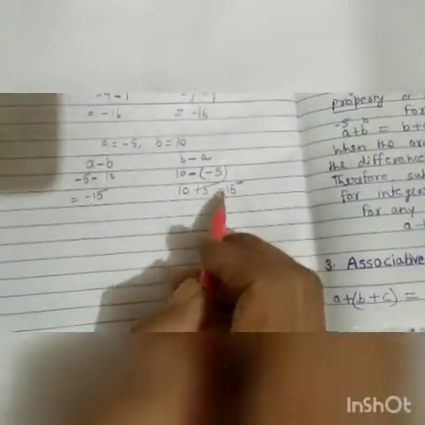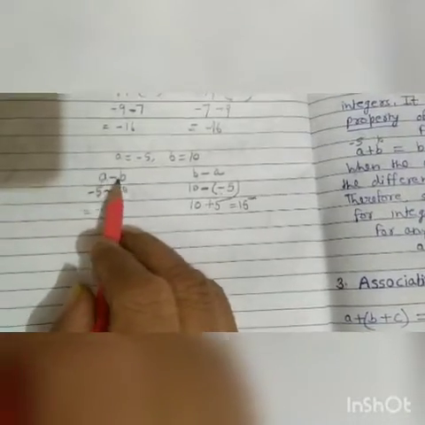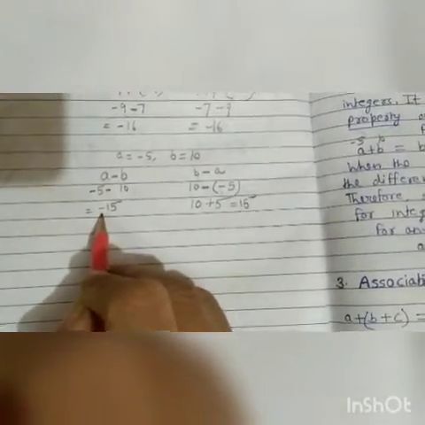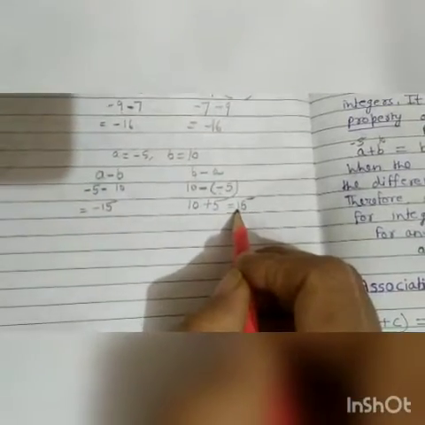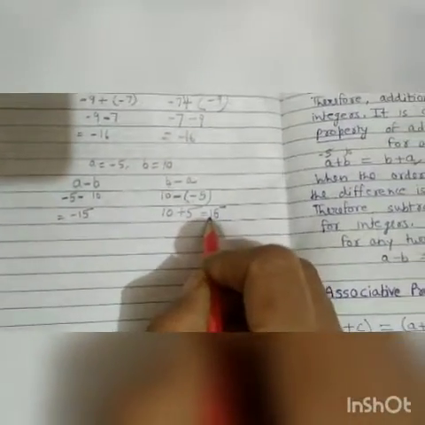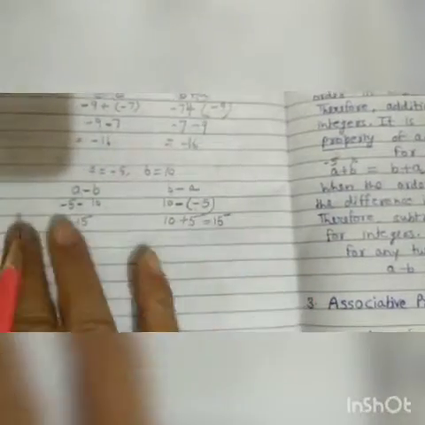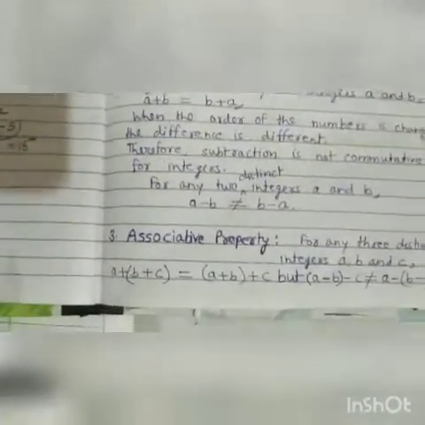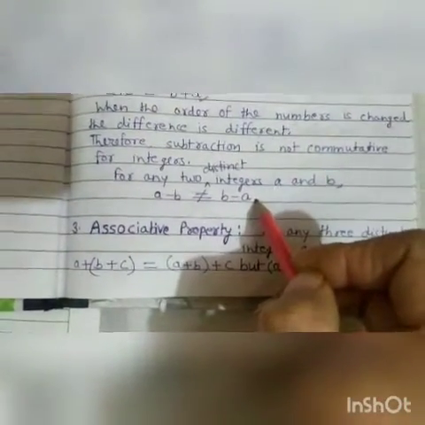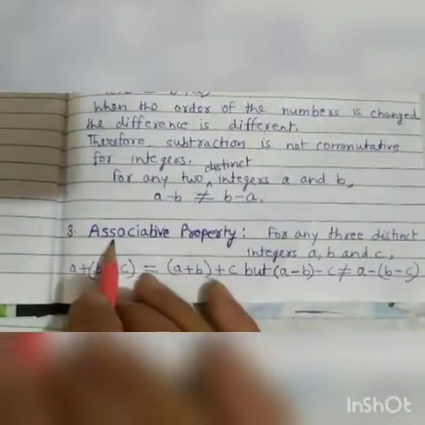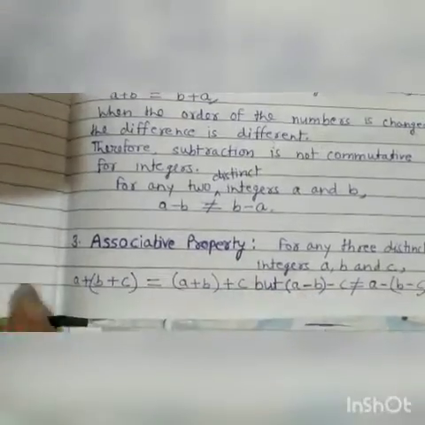See, both the answers are different. In case of a minus b, we get minus 15. In case of b minus a, we get plus 15. So this commutative property is not true for subtraction. I think up to here it is clear. Now come to the next property, the associative property.